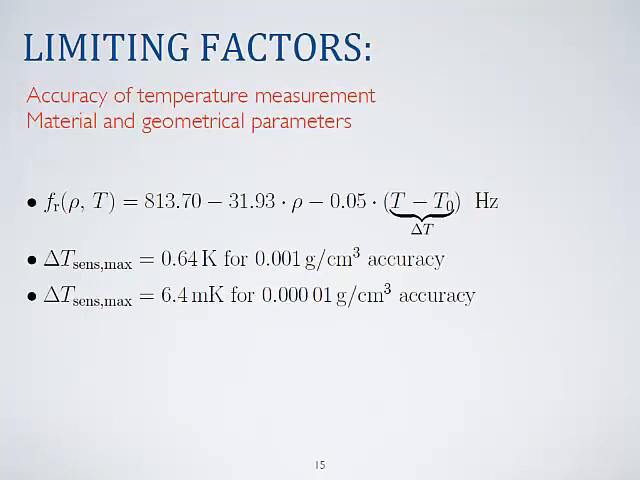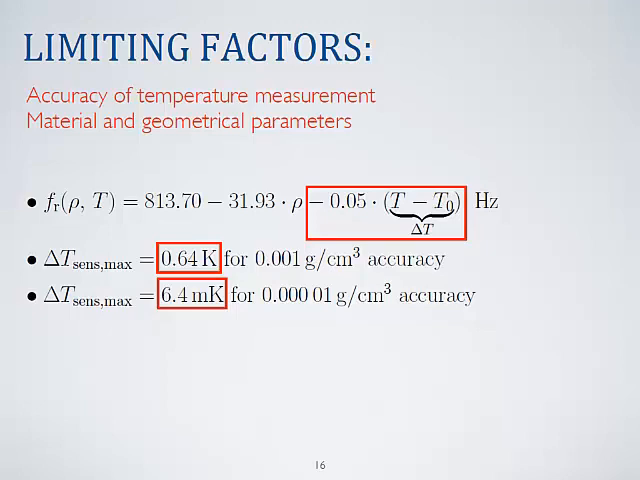One limiting factor for any resonant sensors, in my opinion, will always be the accuracy of the temperature measurement you have to do in any case, because you will always have a cross sensitivity to temperature. In the case of this sensor, the cross sensitivity to temperature is indicated here, and if we want to achieve the 1 milligram per cubic centimeter, the accuracy of temperature measurement should be 0.6 Kelvin, okay, which is quite feasible.